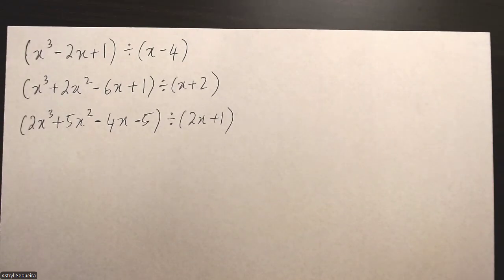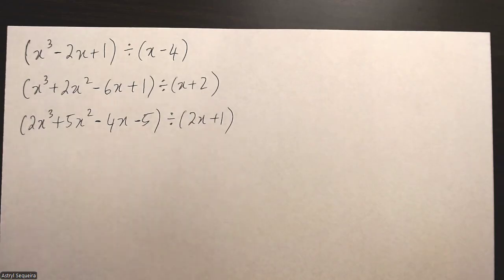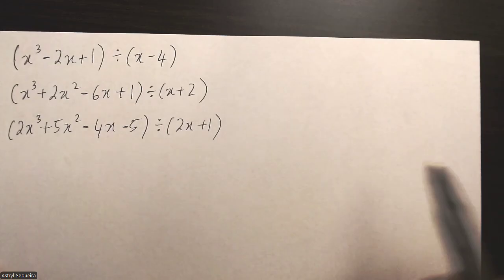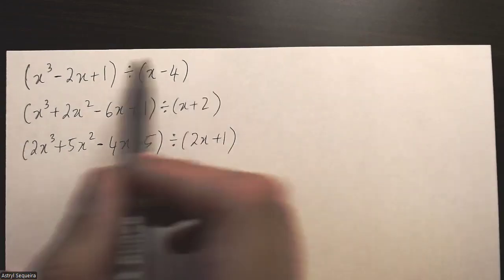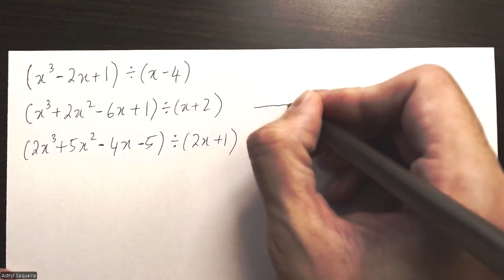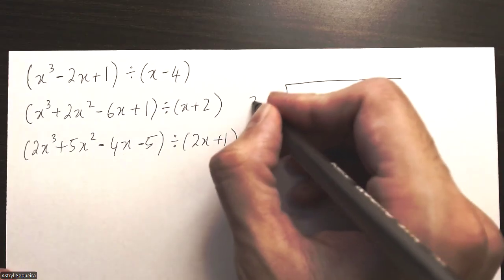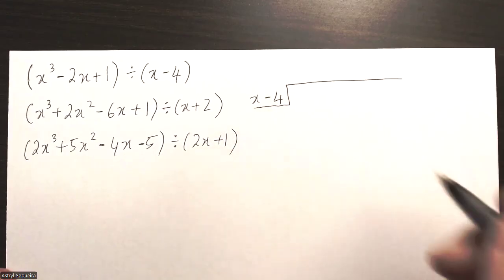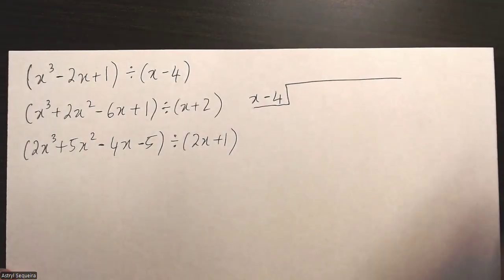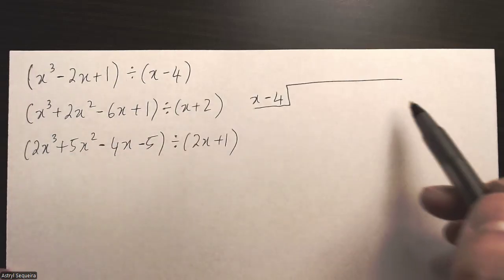All right, in this video, we are going to calculate these divisions over here using polynomial long division. So generally speaking, we want to set it up, start with the first question there. We want to set it up so that the divisor, which is the term being divided, is on the outside, and then the dividend, the term over there, is going to be on the inside.